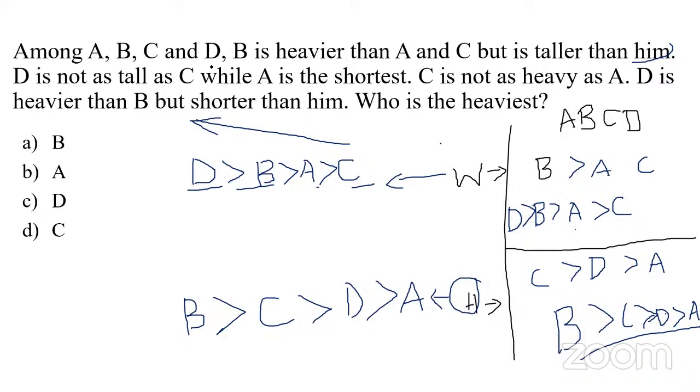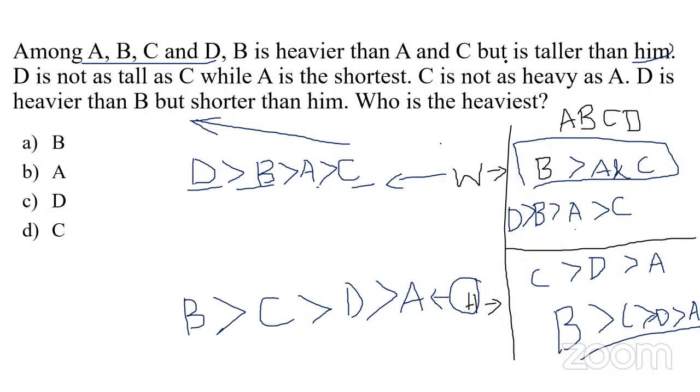Fine. So among A, B, C, and D, they have given 4 persons. Among A, B, C, and D, B is heavier than A and C. Okay, B is heavier than A and C means B is heavier, right? So here I have written B is heavier than A and C. In this statement, they didn't mention whether A is heavier or C is heavier, right? So among these two, I don't know who is heavier. So I'm writing A and C alone. I didn't mention who is heavier, right?